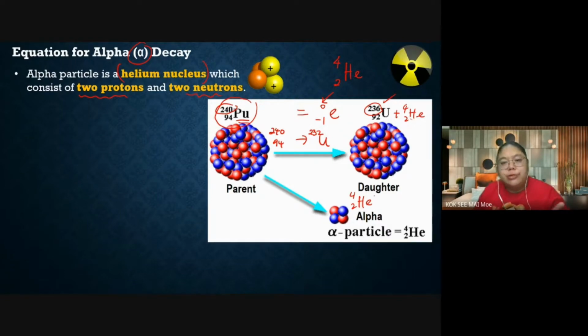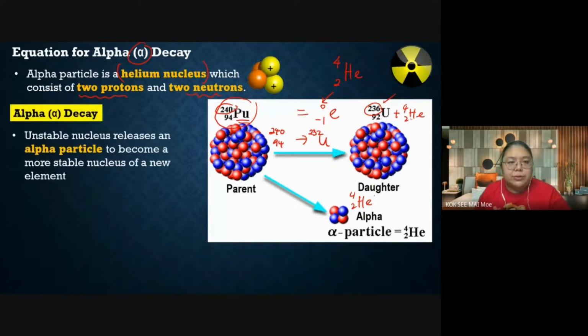Okay, how to write the equation? We got so many patterns. Now we can see how to write the equation. First, they go to explain for you. An unstable nucleus will release an alpha particle to become a more stable nucleus. The more stable one, we normally call a daughter nucleus.